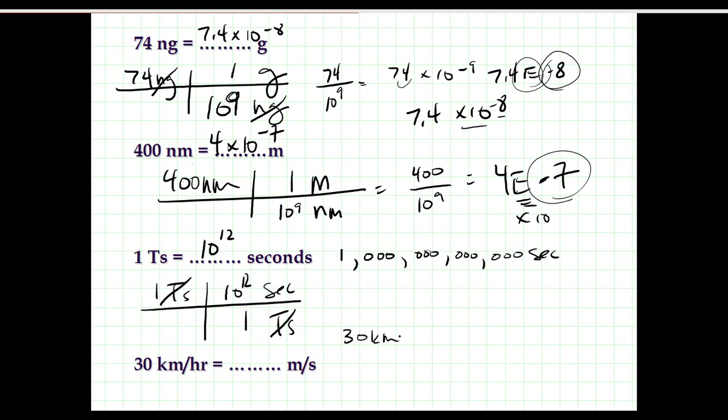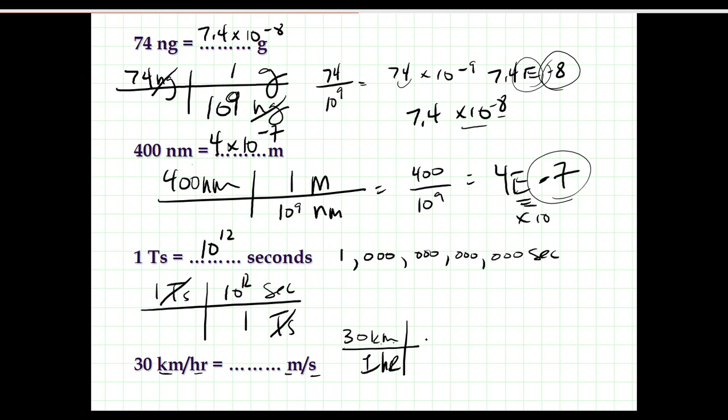All right, one more: 30 kilometers per hour to meters per second. So kilometers per hour means that we're going 30 kilometers every 1 hour. I want to convert my kilometers to meters and my hours to seconds. So I'm going to do kilometers to meters first. You totally could do hours to seconds first. Doesn't even make a lick of difference.